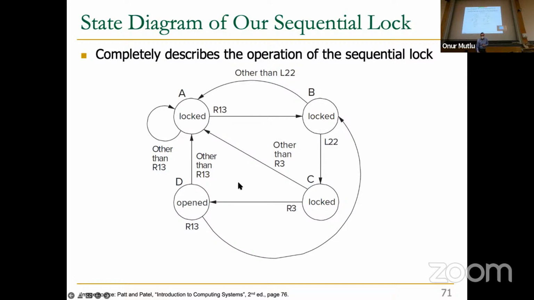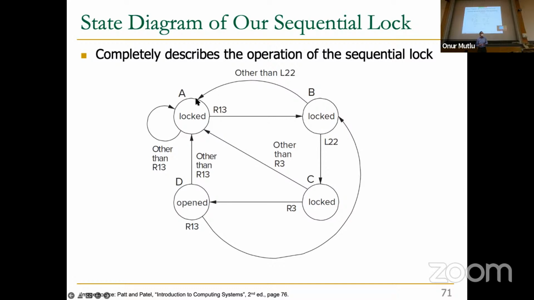And there are 3 locked states and 1 unlocked or open state. You can see that you can transition from state to state. If you're in state A, the locked state over here, and you get an input R13, right 13, you go to state B. If you get anything other than R13, you stay in state A. The system stays in state A. And then if you get input left 22, in that state, you go here. If you get anything other than L22, the system goes back to A.